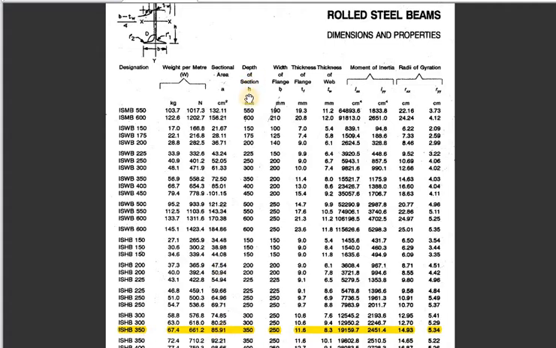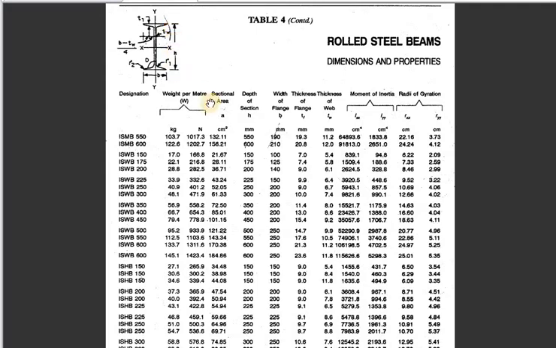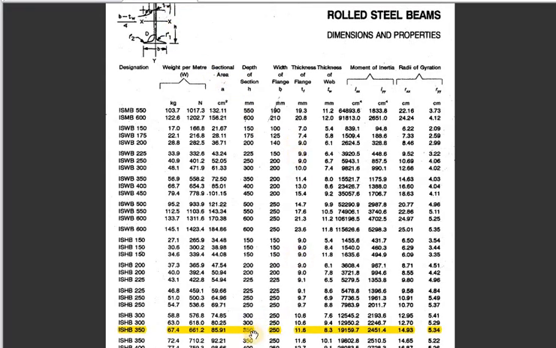What is the depth of the section? The depth is nothing but h, from this top portion to this bottom portion. This h has been given as 350. That itself, in the name ISHB 350, indicates the depth, but it has been mentioned separately here. The depth of section h is given as 350, that is in mm.